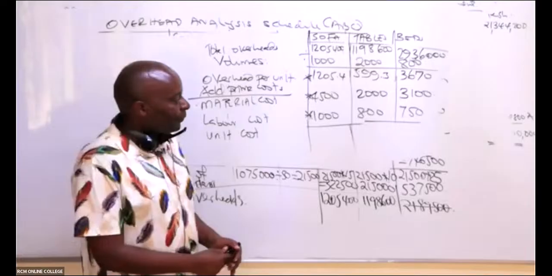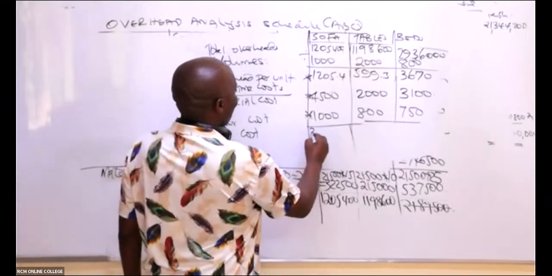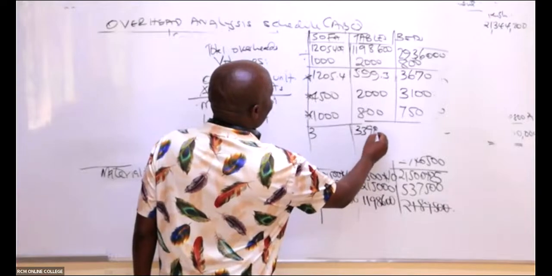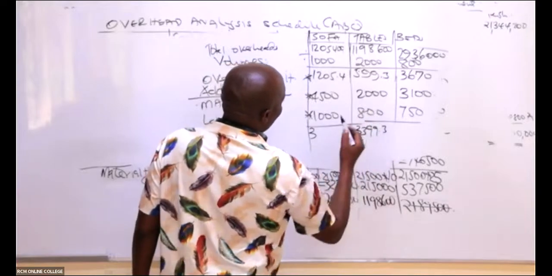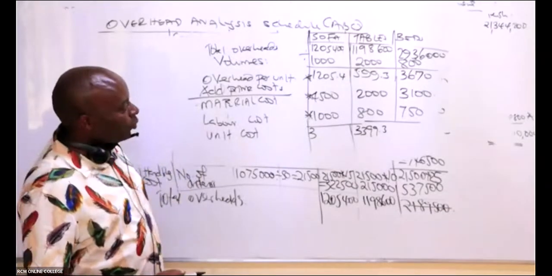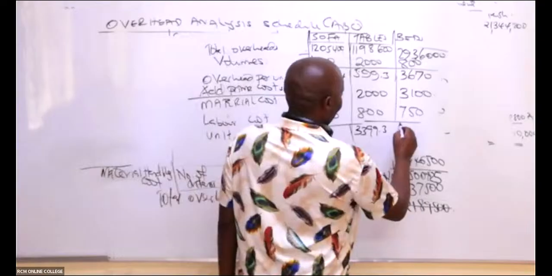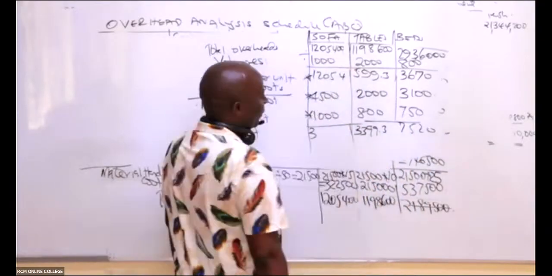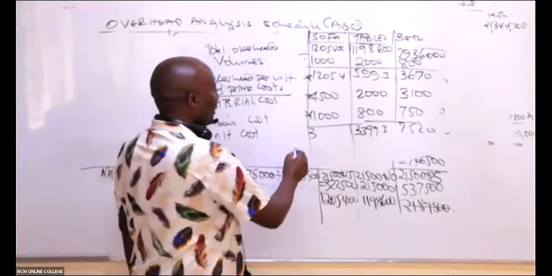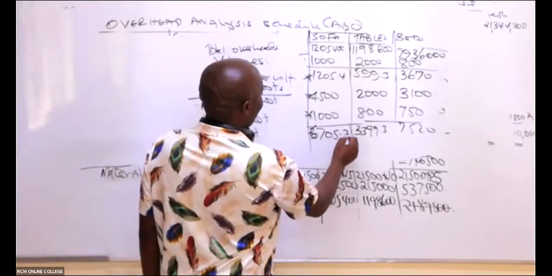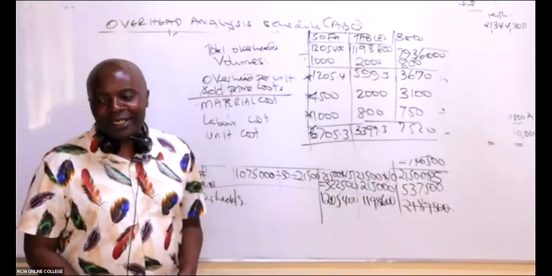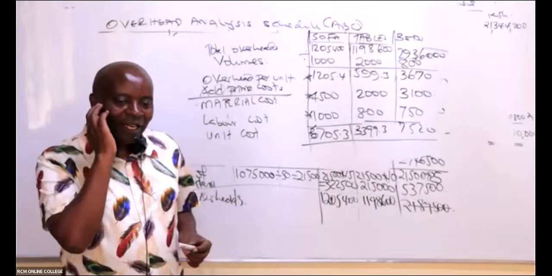Tables, how much? 33, 99.3. Thank you so much. Beds, 2520. Sofas, 6705.3. So if you compare the traditional method and this ABC method, the answers can never be the same.